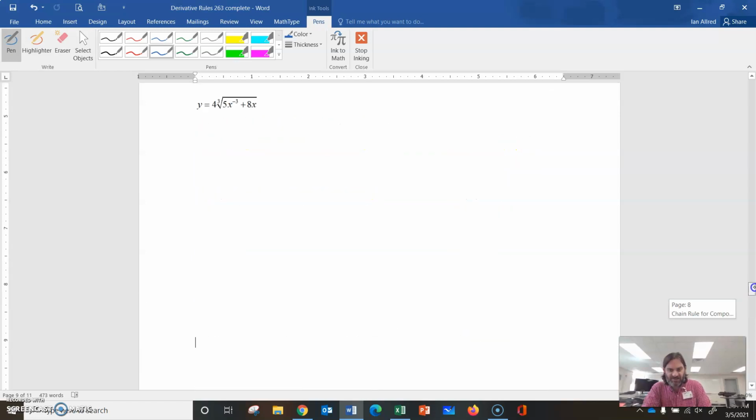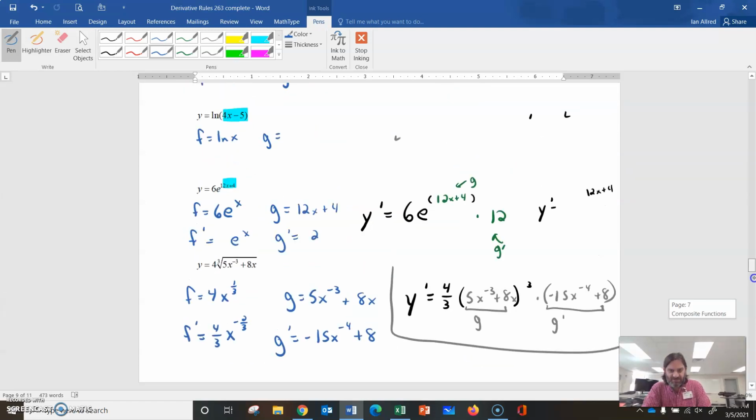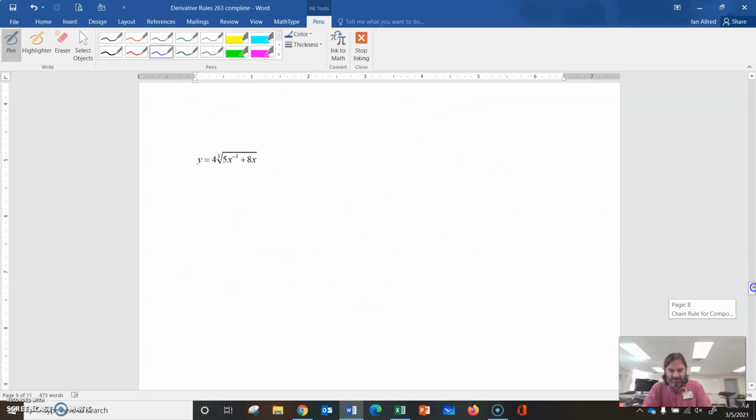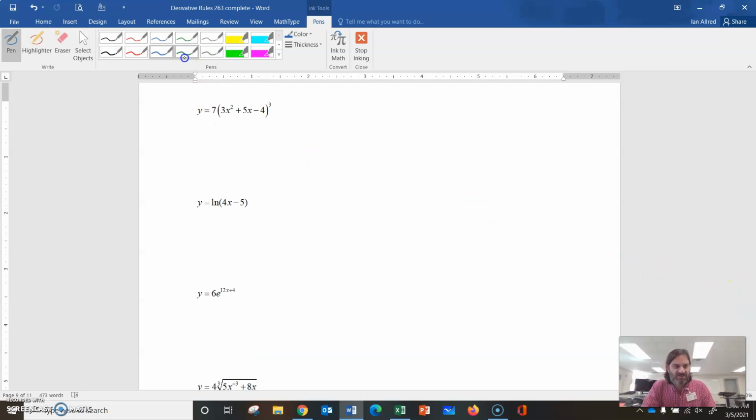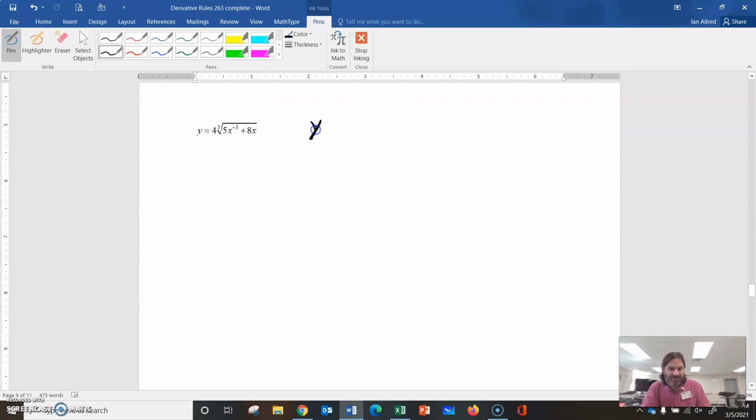So let's see which way we go here. Okay, we've got the same problems we just did using the composite function notation, but I want to do them using this u version. So we had y equals 7 times the quantity of 3x squared minus 5x minus 4. So this is a power function. Power rule, and the u in here, just like we did before, what we called g, was 3x squared minus 5x minus 4.